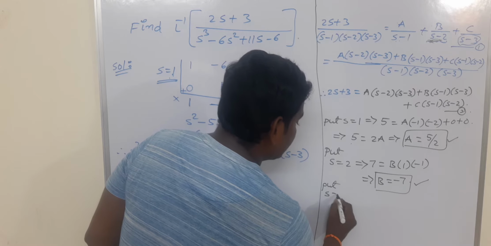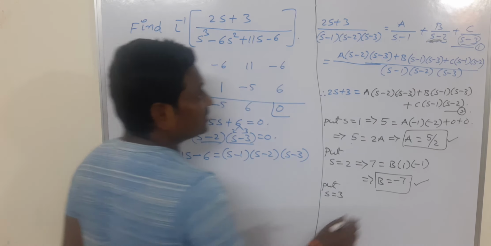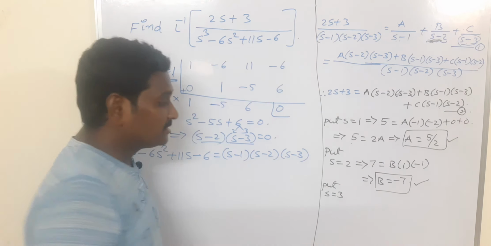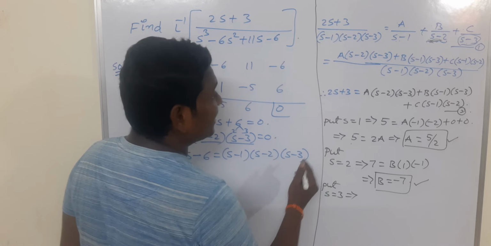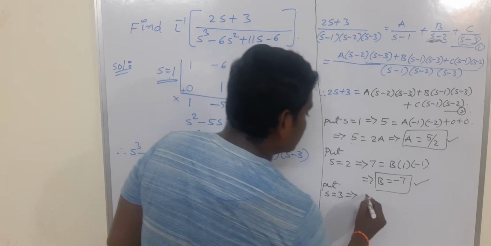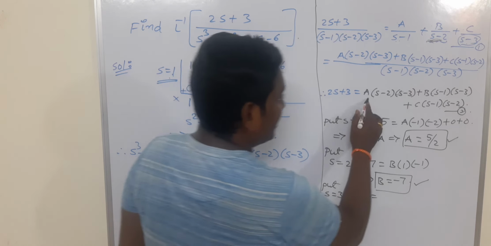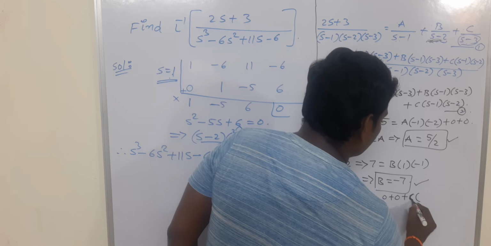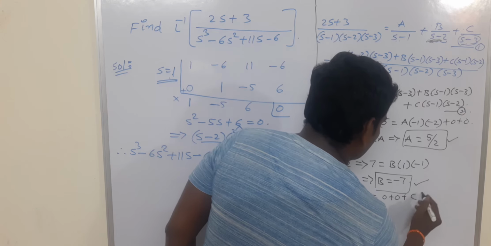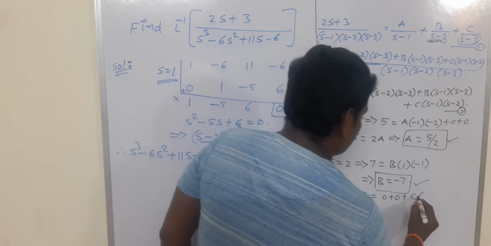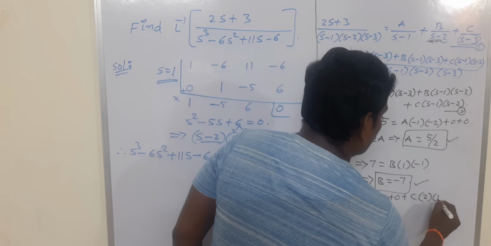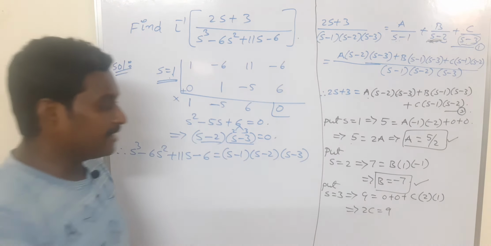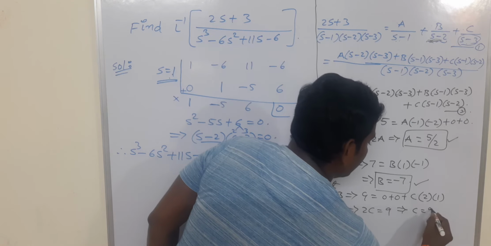Now put s is equal to 3 for c value, because in the denominator of c we have s minus 3 whose root is 3. That's why replace s is equal to 3. By putting s is equal to 3, you will get 2 3s are 6, 6 plus 3 is 9 is equal to, a and b become 0, c of 3 minus 1, 2, 3 minus 2, 1. So 2c is equal to 9. So you will get c value is 9 by 2.